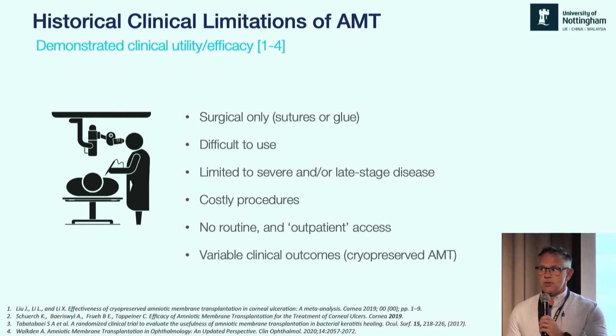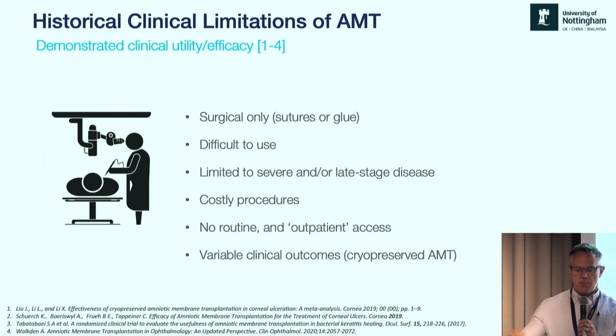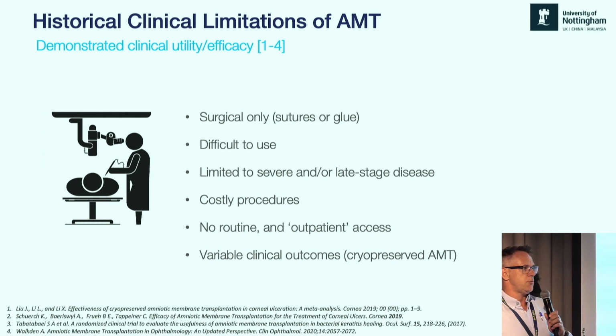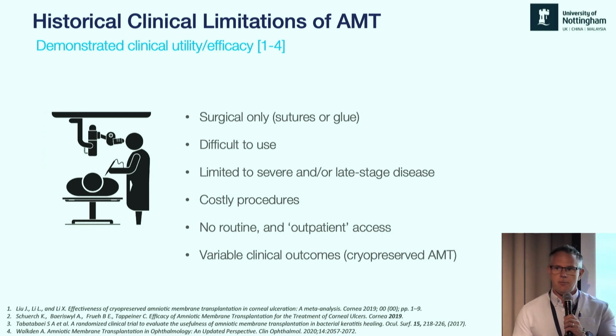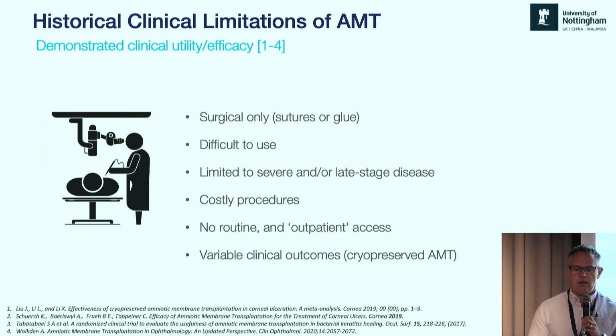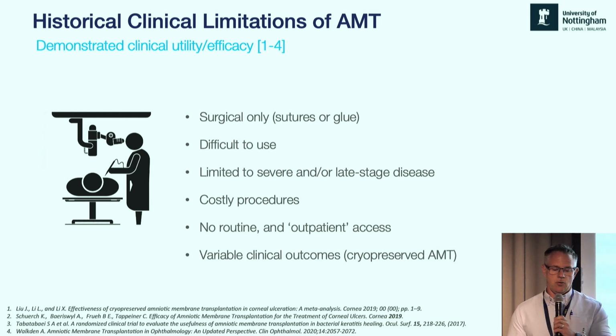It's limited to severe and end use, as Prof. Utheim mentioned on Friday. Amnion is very good, but as a last resort, and this is because of the cost-benefit argument of putting this in the eye in an earlier situation. Traditional amnion is costly, and because of all these limitations, until recently, there's been no routine non-surgical outpatient availability for amnion. So amnion is always what the scientists say, the big gun, when it's really needed.